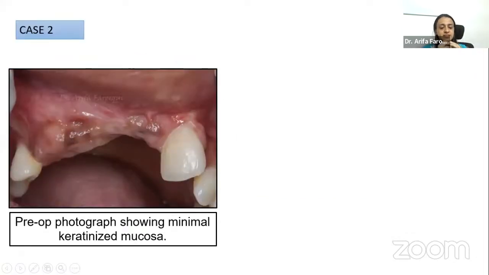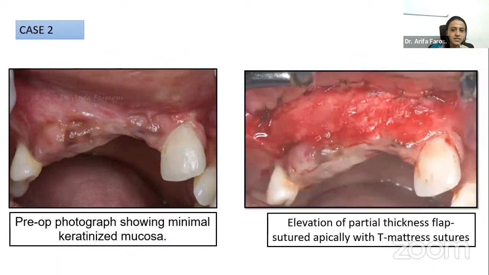Coming to the second case, in that also, if you can appreciate here, there is absolutely no vestibular depth. It is totally obliterated. There is no attached gingiva or keratinized mucosa. However, at this place we have abundant keratinized mucosa, but at this place, if you can appreciate, there is no keratinized mucosa. Implants were already placed inside, so we planned for the augmentation. But now we used a different technique.